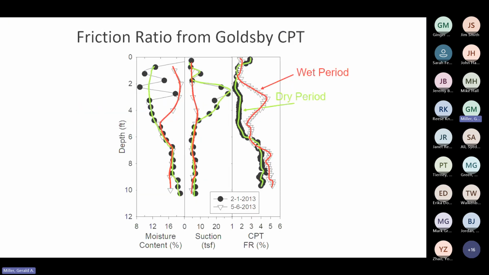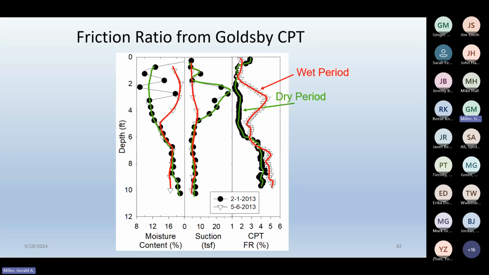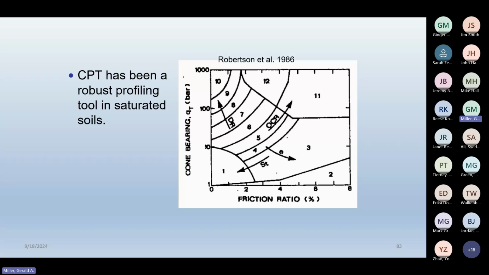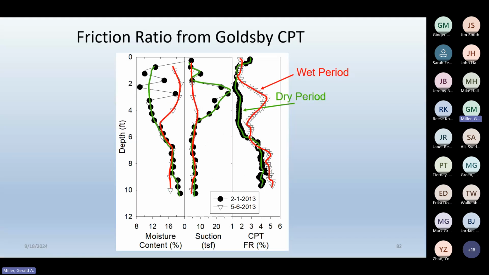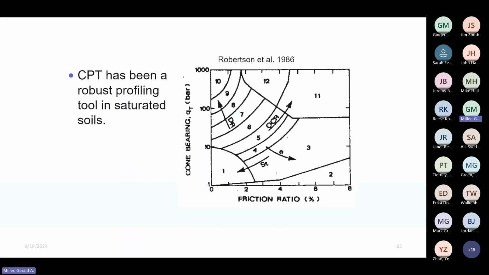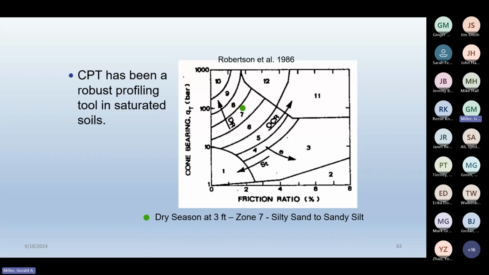And then the other thing I wanted to show you, here's the variation in friction ratio. So if I look at the average friction ratio for those two time periods, and I use it to classify the soil, this is what I get. My dry season gives me zone 7, which is silty sand to sandy silt. And my wet season gives me zone 4, which is silty clay to clay. So be careful with your profiling in these unsaturated zones. Okay.